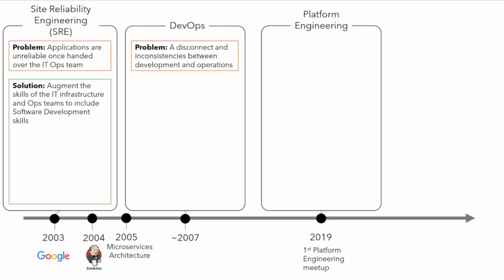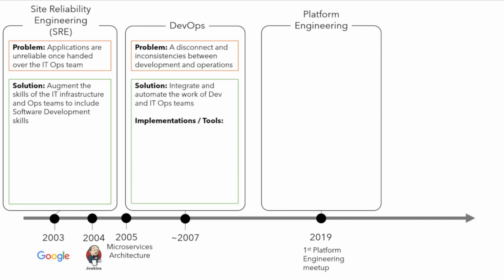Now it was clear what needed to be done in order to solve the problem of disconnect and inconsistencies between development and operations: integrate and automate the work of development and IT operations teams. Now what was left to do was for organizations to figure out the set of tools they wanted to use to achieve the benefits promised by DevOps.